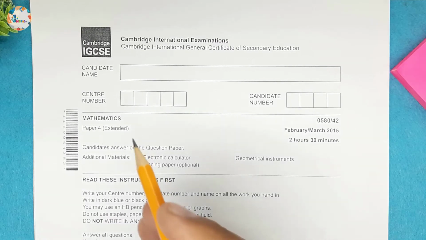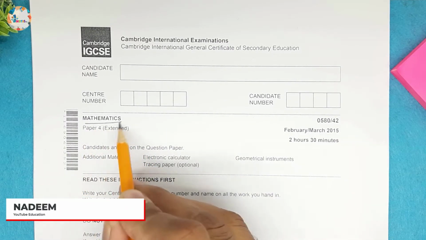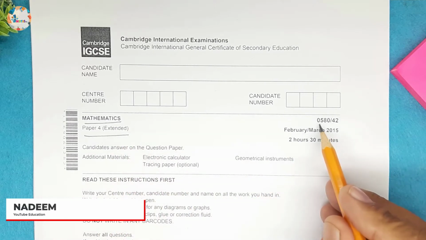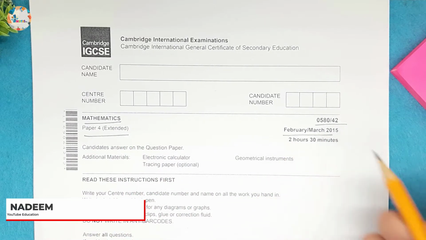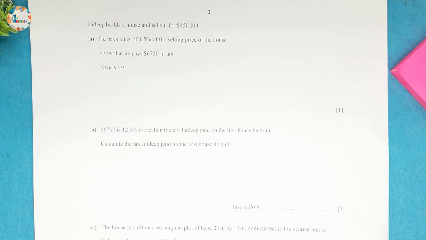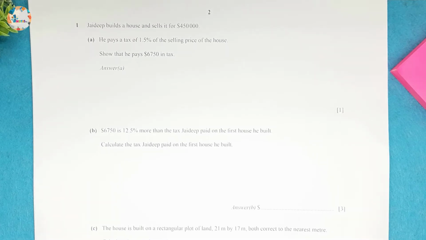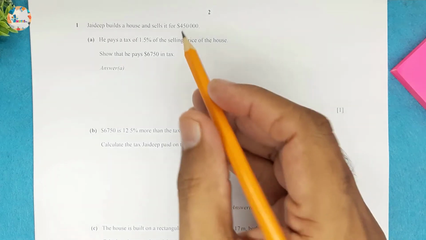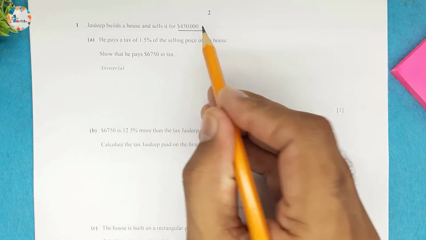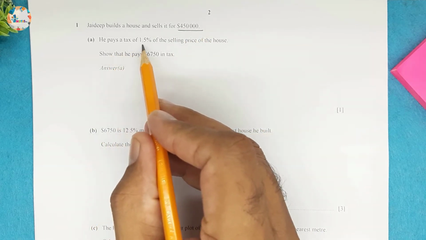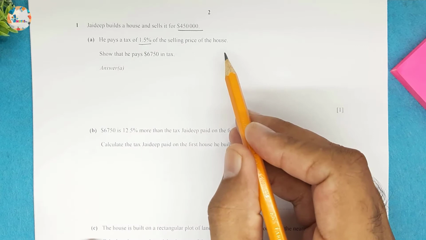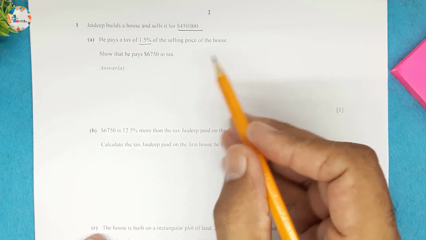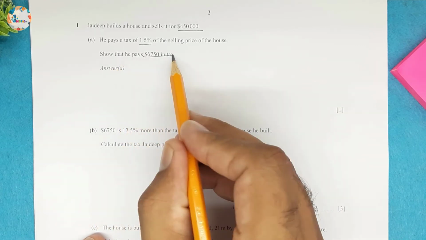Today we will be going through IGCSE Cambridge Mathematics Paper 4 Extended 058042 Feb March 2015. Question number 1. Jaydeep builds a house and sells it for this amount. He pays a tax of 1.5% of the selling price of the house. Show that he pays this much tax.